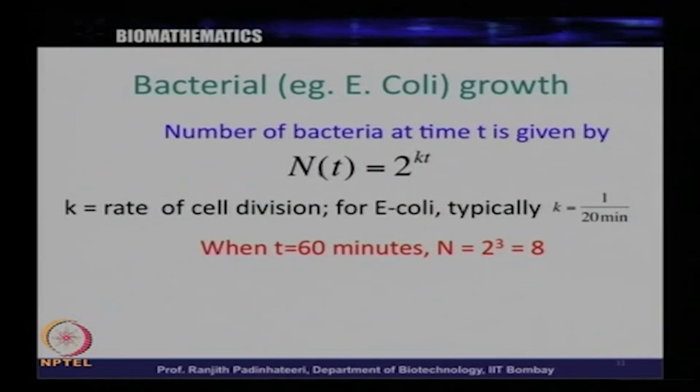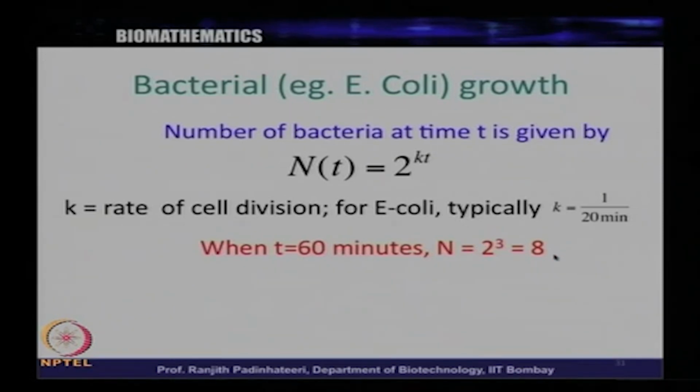The number of cells n as a function of time, n of t, goes like 2 power k t. So, what is k? k is the rate of cell division. For E. coli, typically k is 1 per 20 minutes. Every 20 minutes, 1 cell division happens. So, that is called the rate of cell division. If k is 1 over 20 minutes, then when t equals 60 minutes, 2 power k t is 2 power 3, equal to 8.